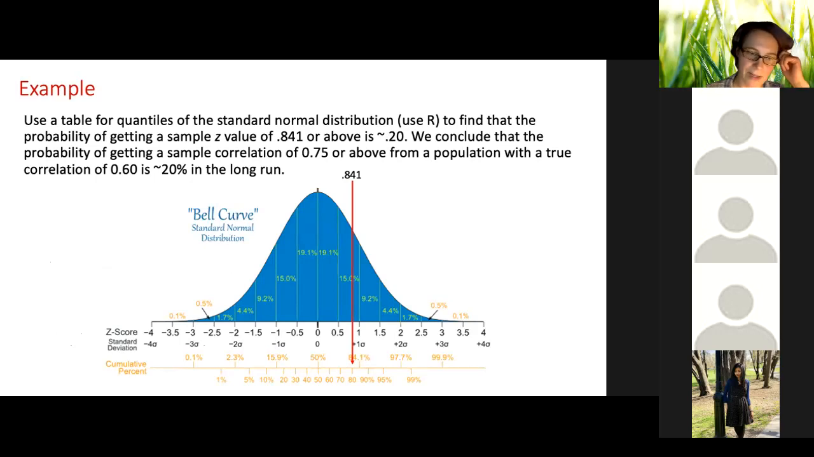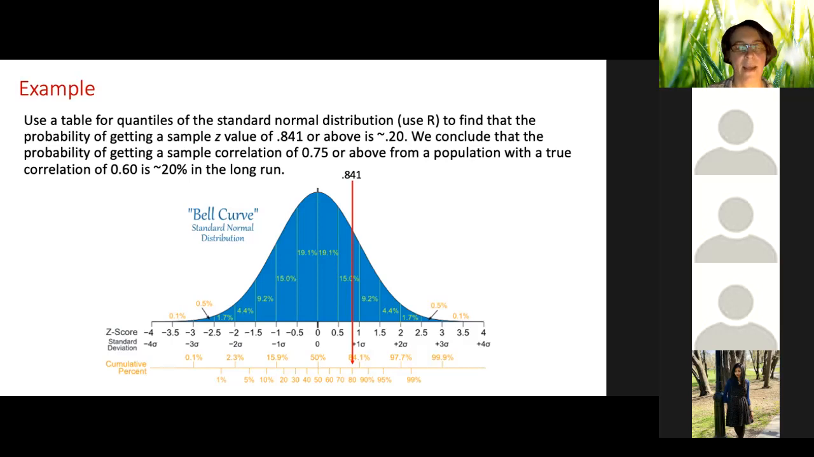So in R, of course, either use the upper tail option or the lower tail argument in your pnorm function, or you just calculate 1 minus pnorm of 0.841, and then you get the probability of obtaining this value or a higher value.